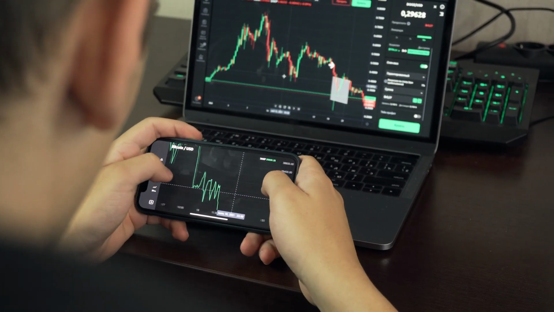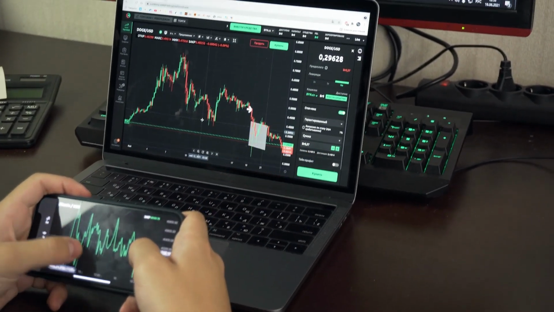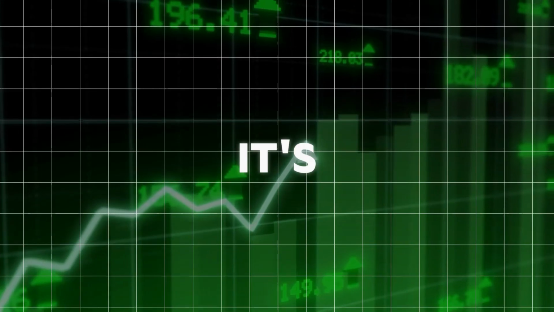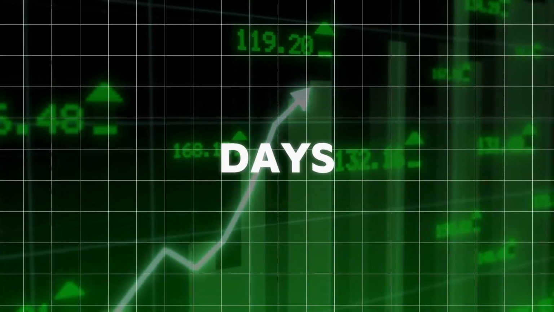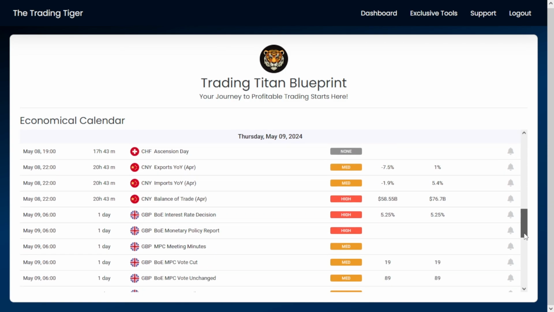Let's discuss the days when it's best to avoid trading this setup as they may have a lower probability. These include high-impact news days such as FOMC, CPI, PPI, interest rate announcements, and NFP. It's important to skip trading on these days. Make sure to use an economic calendar to plan your trading days in advance.